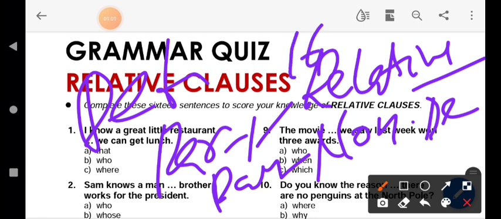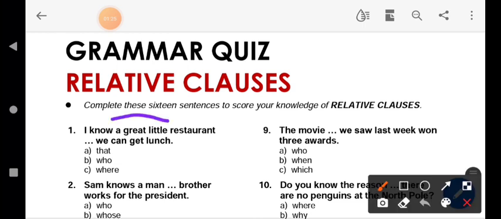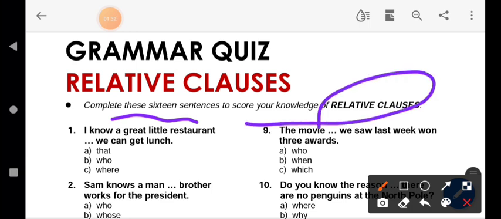With 16 questions. Each question carries 3 options, 3 choices. Among the 3 options, we select and write the relative pronoun. That is the class today. Grammar quiz, relative clauses. Complete these 16 sentences and score your knowledge of relative clauses.